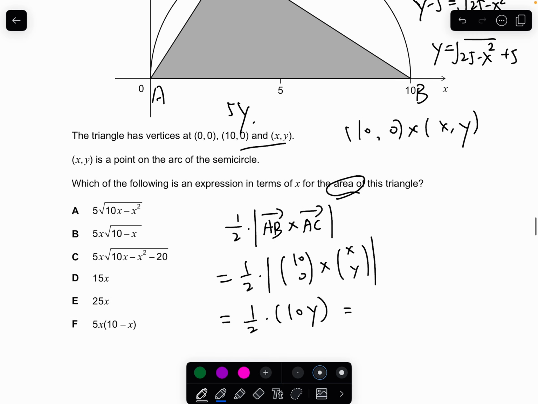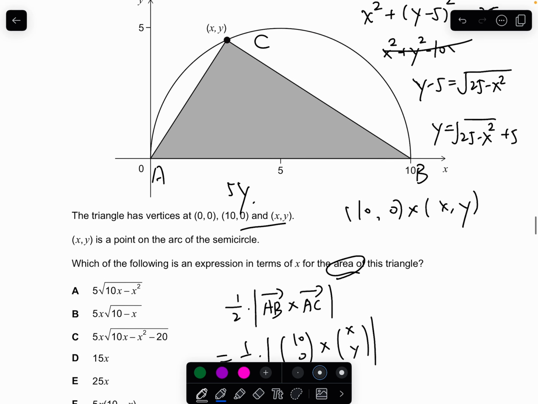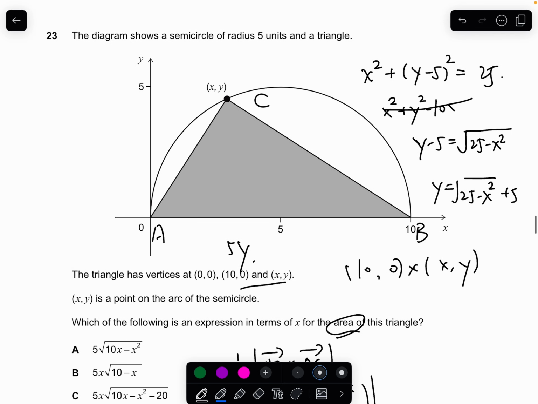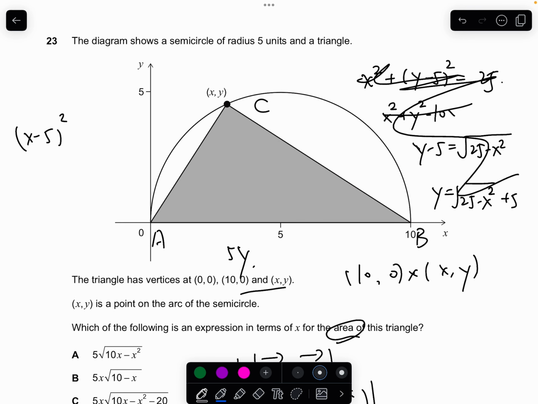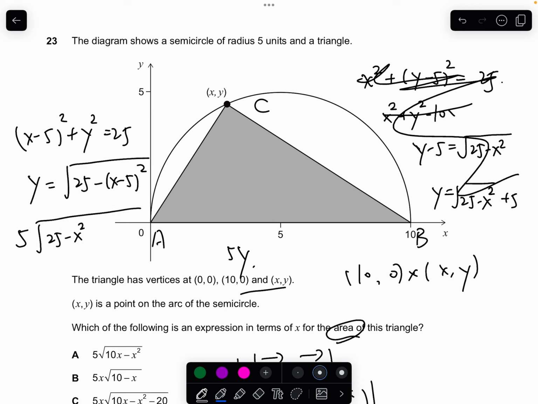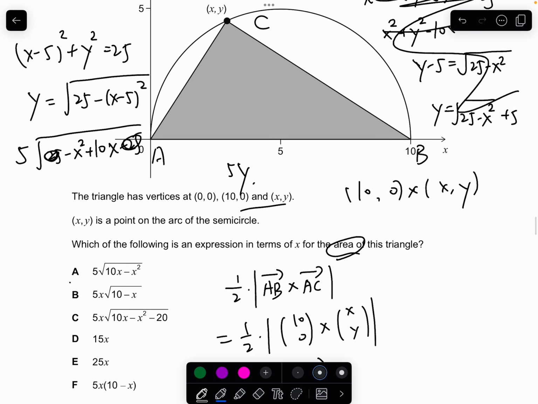So 5y, wait. Oh, this is wrong. It's x minus 5. 5y, this. Okay.